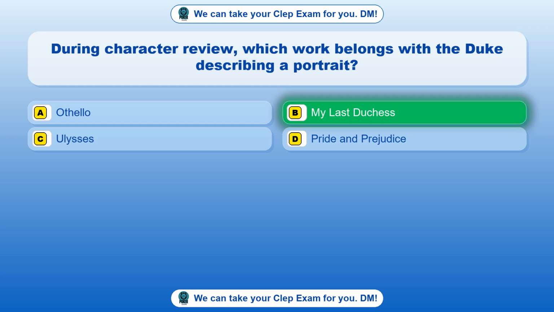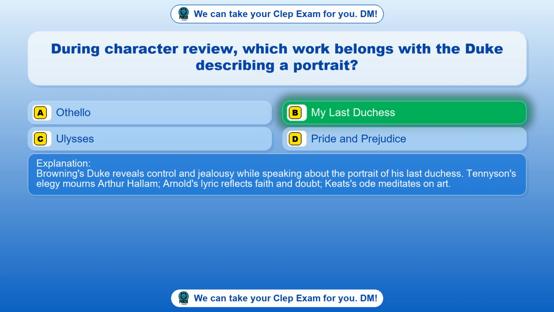My Last Duchess. Browning's Duke reveals control and jealousy while speaking about the portrait of his last duchess. Tennyson's elegy mourns Arthur Hallam. Arnold's lyric reflects faith and doubt. Keats's ode meditates on art.